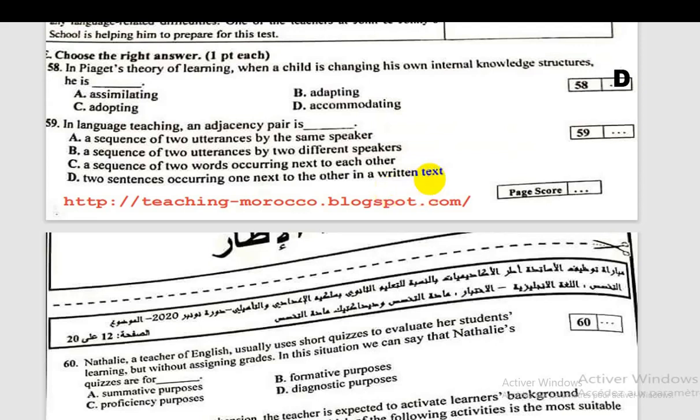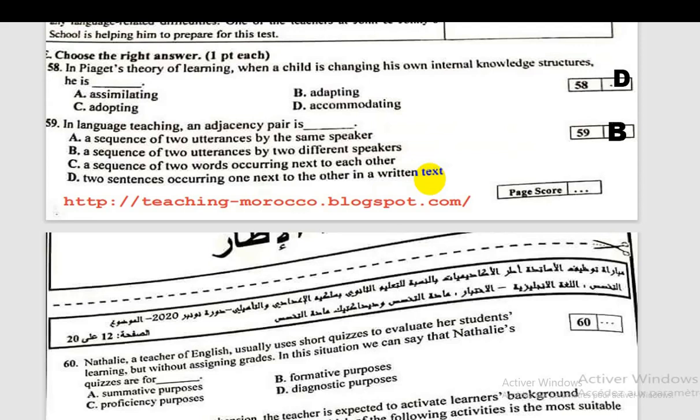In language teaching, an adjacency pair is A. A sequence of two utterances by the same speaker. B. A sequence of two utterances by two different speakers. C. A sequence of two words occurring next to each other. D. Two sentences occurring one next to the other in a written text. Here the right answer is B.